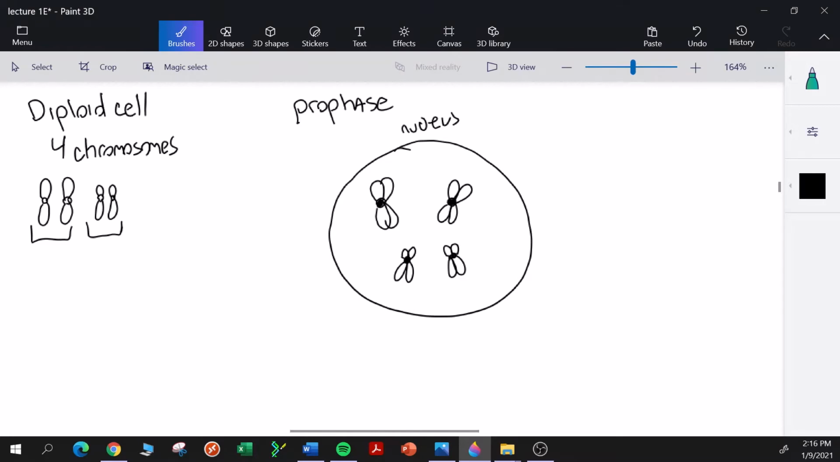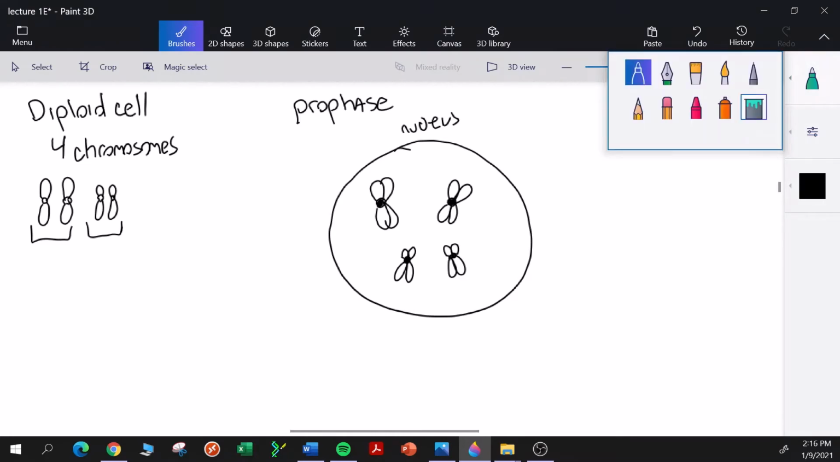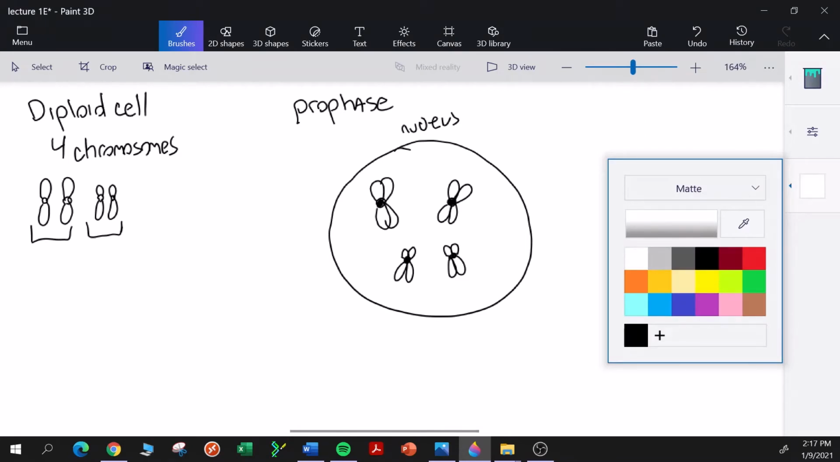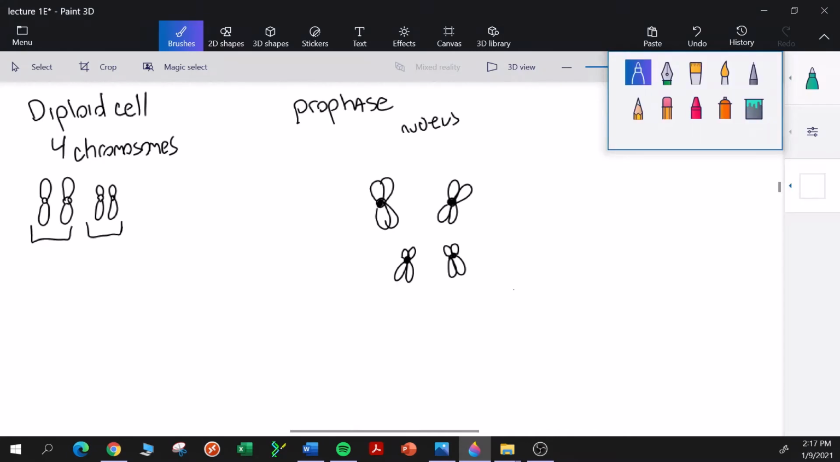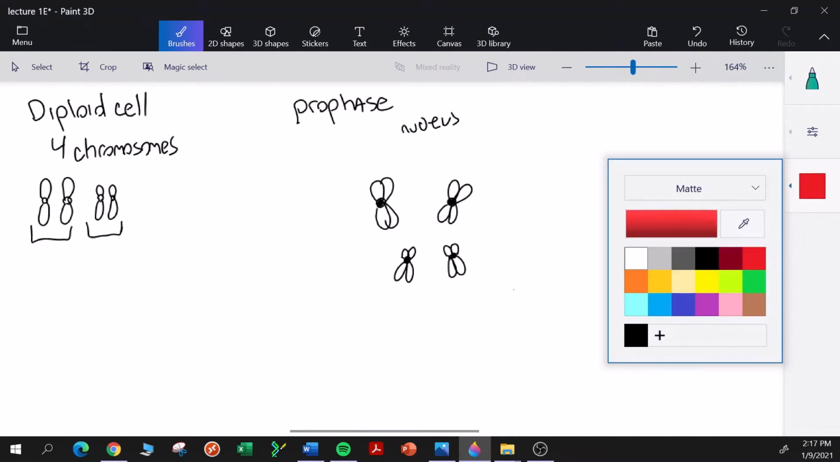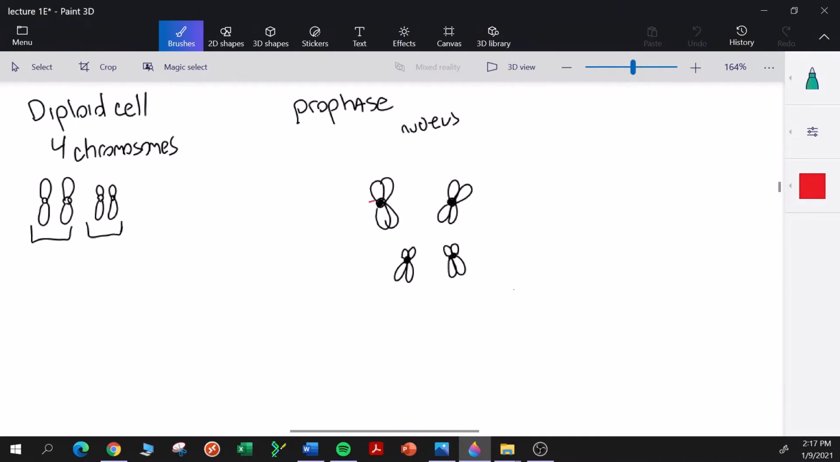The nuclear membrane breaks down during prophase. So let's see. I wonder if I can quickly erase the nuclear membrane. Let's see. Ah, it worked. Okay, great. Nuclear membrane breaks down. And the third key thing that happens is kinetochores form on the centromere. So we're going to get one kinetochore forming on either side of the centromere.